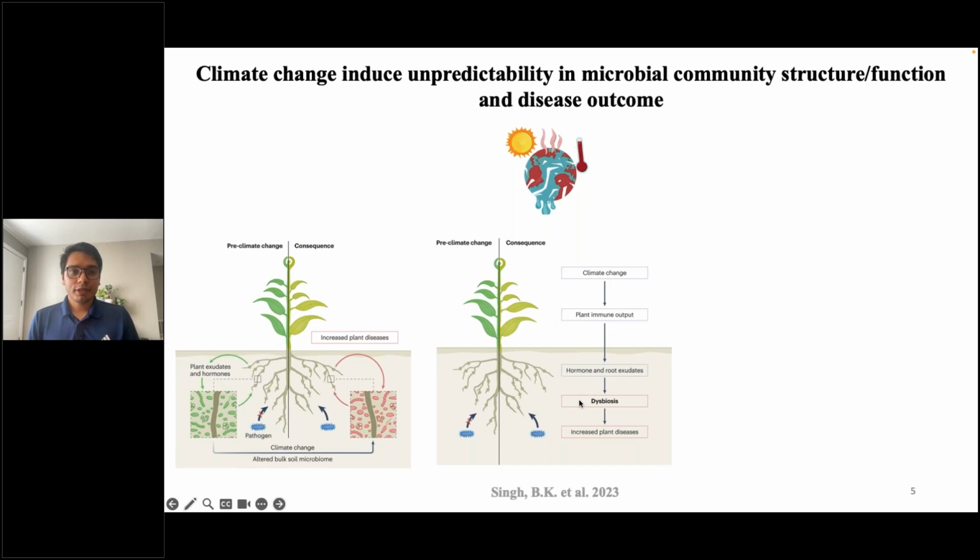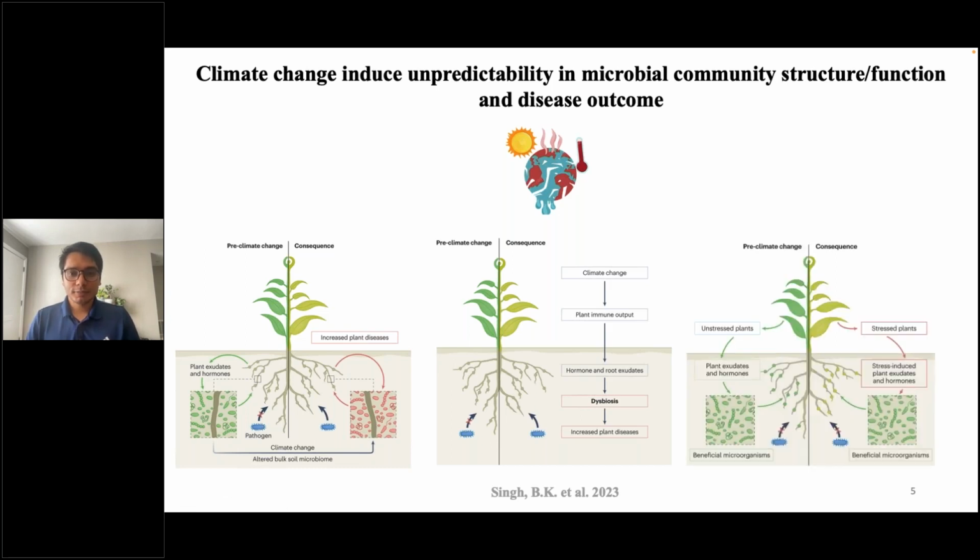Similarly, the cry-for-help strategy has been well studied in plants, which refers to the plant recruiting beneficial microorganisms when the plant is under attack, from either biotic or abiotic stress. And it is also likely to be altered under climate change. Climate change might constrain the ability of plants to produce various signal molecules that can attract beneficial microbes, or it might shift the microbial composition and their ability to respond to these signals.